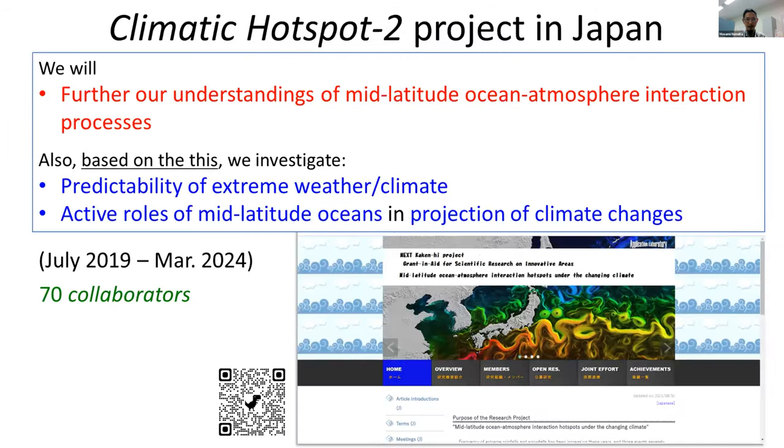And now we have the Climatic Hotspot 2 project in Japan from 2019. In this project, we will further our understandings of mid-latitude air-sea interactions. And also based on this, we investigate predictability of extreme weather and climate, and also active roles of mid-latitude oceans in projection of climate changes. So you can see the details of our project on this website. And we have more than 70 collaborators. And this is rather a nationwide project in Japan.